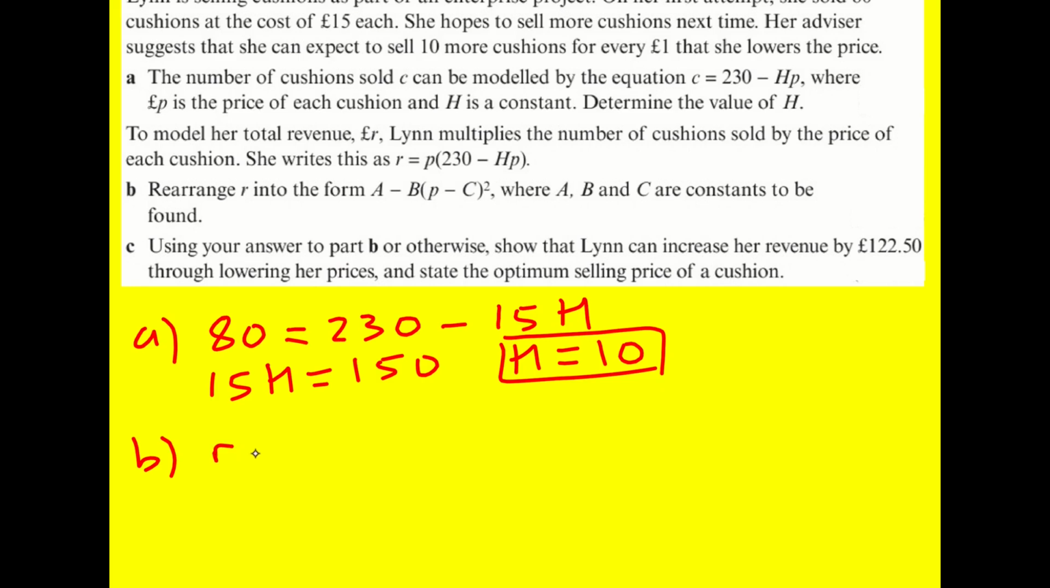Then we can set up the revenue by multiplying the number of cushions sold by the price per cushion. Okay, it's looking good. And we're being asked, oh, but we know what H is now, so I'm going to go straight to writing 10p there. And we're being asked to write it in completed square form. So first of all, I need to expand it to minus 10p squared plus 230p.